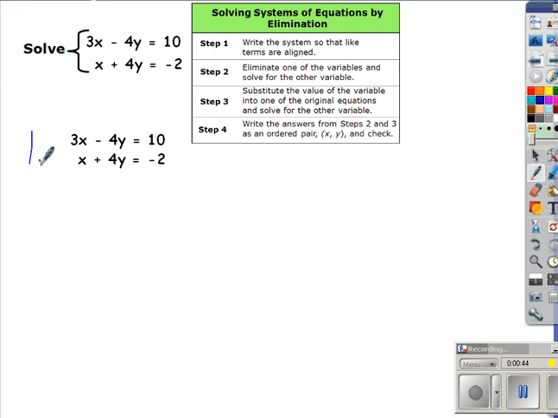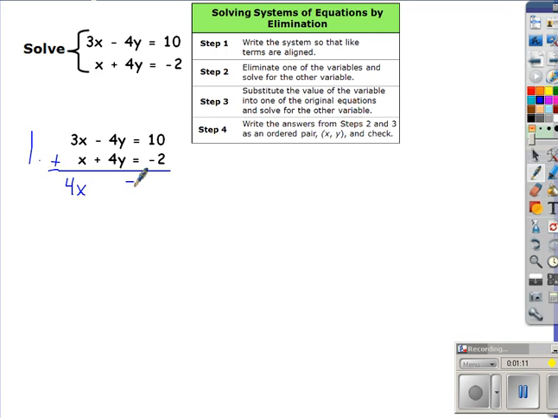Now, step 2, eliminate one of the variables and solve for the other variable. To do this, to eliminate one of the variables, I'm going to add these 2 equations together. So 3x plus x ends up equaling 4x. Negative 4y plus 4y, well, that's just 0. That's what you want. You want one of those variables to essentially go away. You want them to add together to equal 0, because then we've eliminated one of them.